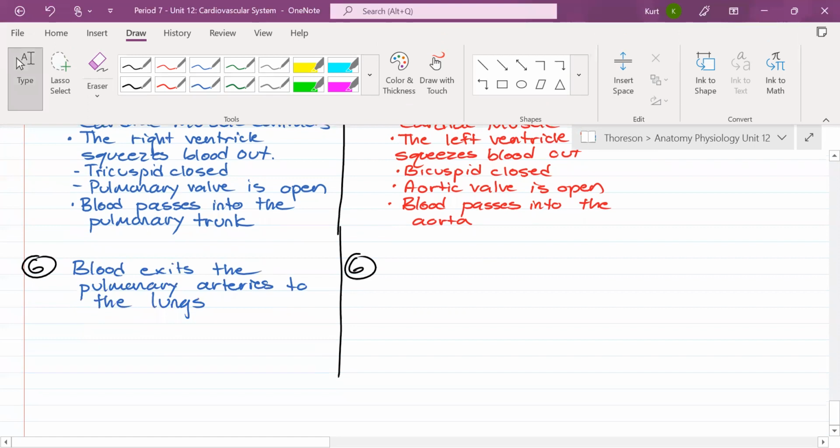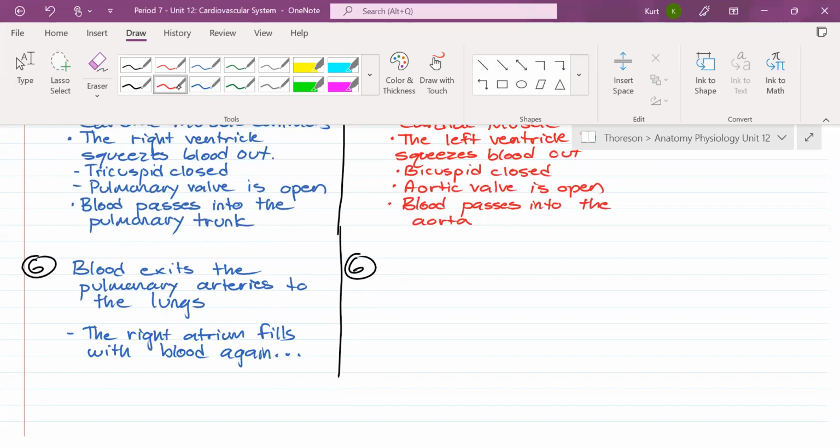Now, guys, at the exact same time this is happening, guess what's happening at the beginning of the right side? More blood is coming in. The right atrium fills with blood again. And the whole process repeats itself on the right side.